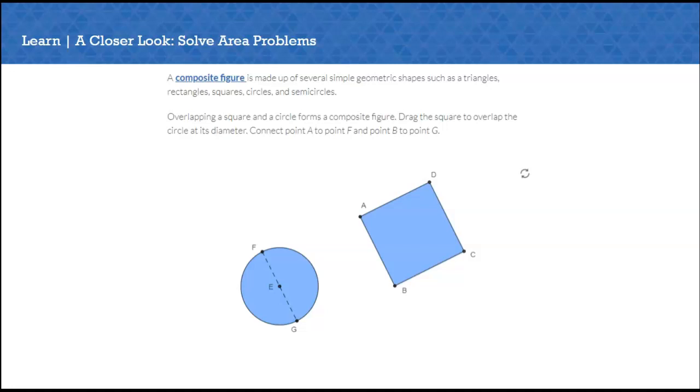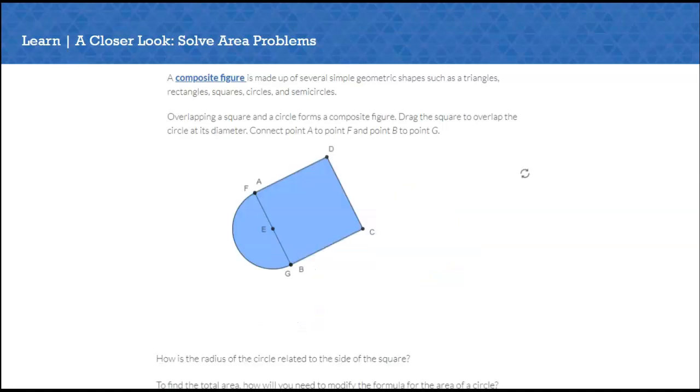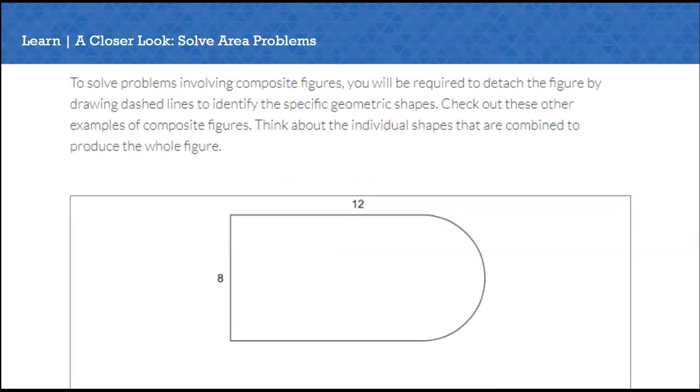Overlapping a square and a circle forms a composite figure. We're going to drag the square to overlap the circle as its diameter, connecting point A to point F and point B to point G. How is the radius of the circle related to the side of the square? To find the total area, how will you need to modify the formula for the area of a circle?